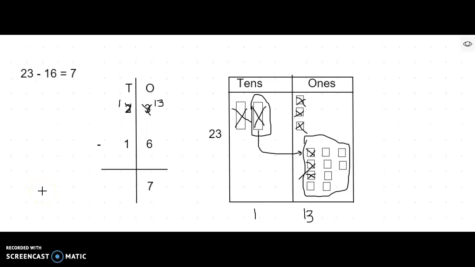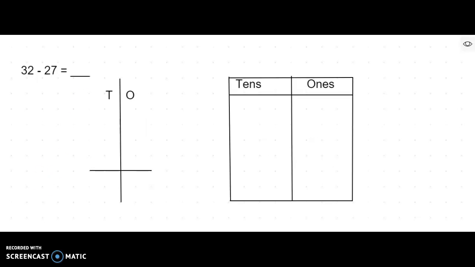This is a tough concept, but I know you girls are going to get it because we are going to keep practicing it. Our challenge problem for today is 32 take away 27, and we will look at that next time.